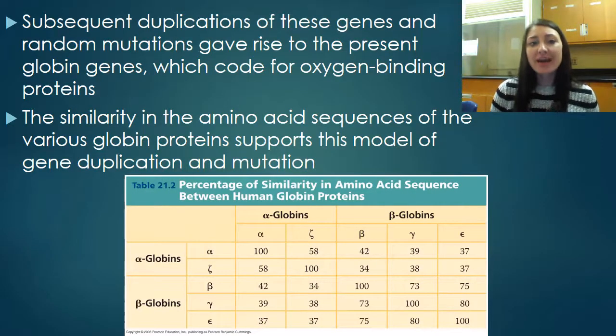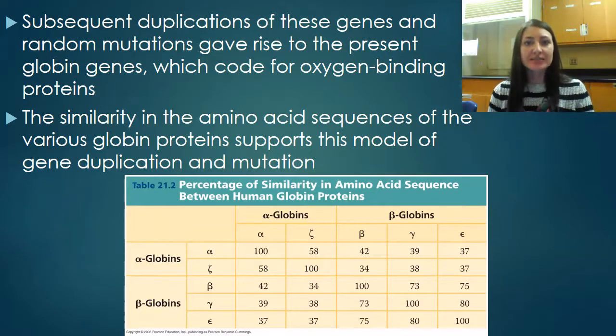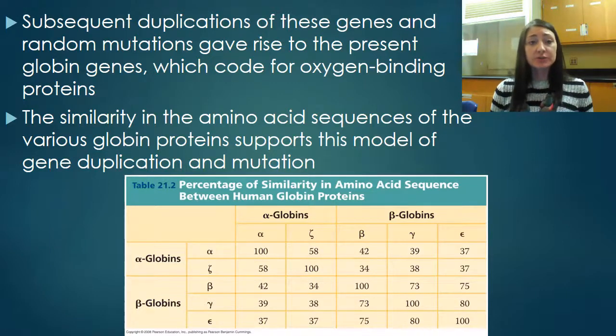Our modern day oxygen binding proteins are the globins, from the globin genes. We know that these gave rise, as a result of duplications of genes and random mutations, to what we now understand as our oxygen binding proteins. We can compare amino acid sequences for various globin proteins, and that does support our model for gene duplication and mutation.